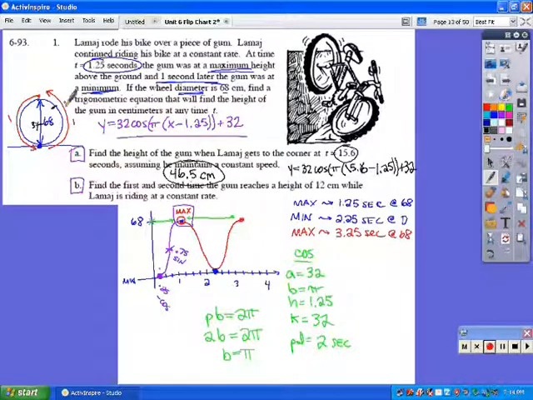Find the first and second time the gum reaches a height of 12 centimeters while Lamage is running at a constant rate. So if that's 68, 12 centimeters is going to be down here somewhere. So we're looking at the first and second time that the gum reaches a height of 12 centimeters. Alright, I'm going to just take my equation here and I'm going to go ahead and move to the next page.